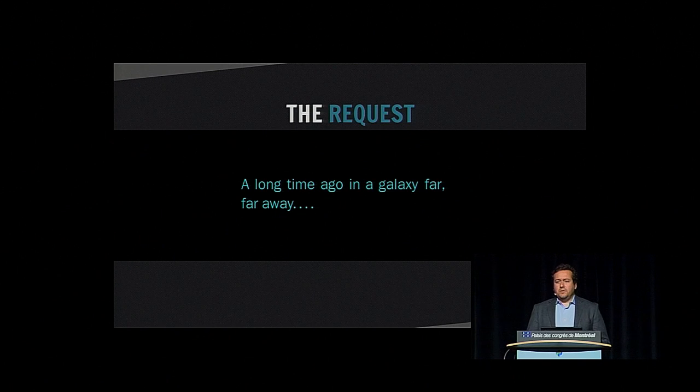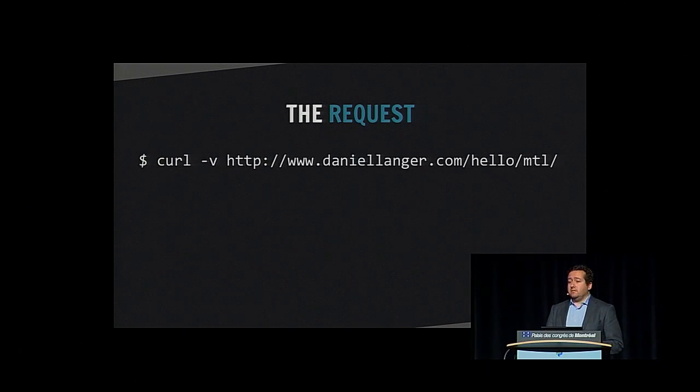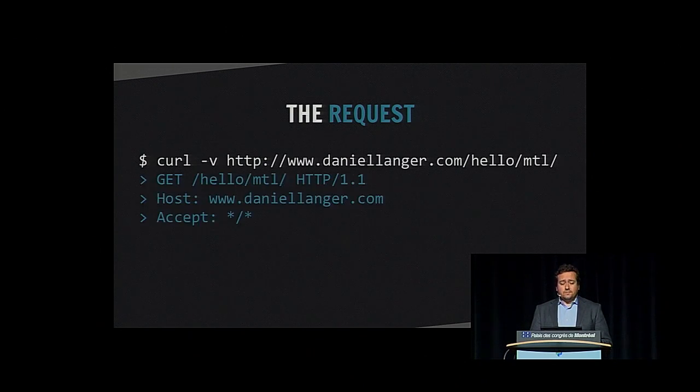And if we're going to do that, we should start with a request, because it all begins there. So a long time ago, in a console far away, in a galaxy called Toronto, someone typed this into their command prompt. They said, I want to curl out to danielanger.com/hello/mtl, and they pressed enter. And then they got this back. And this is curl saying what it's actually going to do. It's sending an HTTP 1.1 GET request to /hello/mtl, saying I want a response from the host, danielanger.com, and I'm going to accept just about anything that comes back.